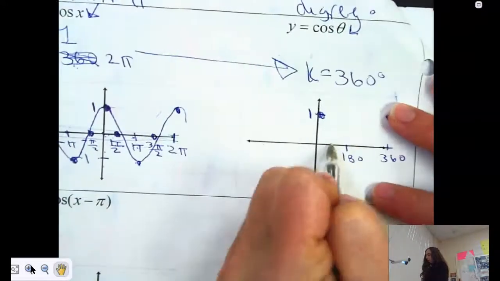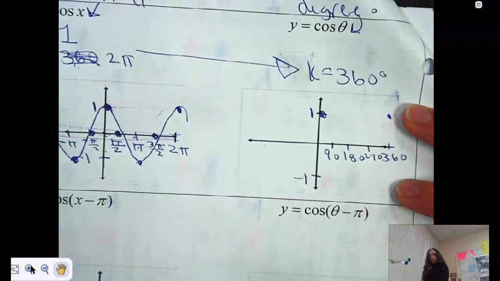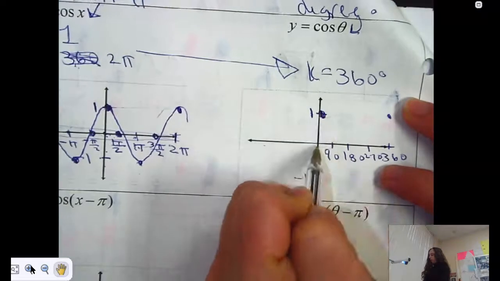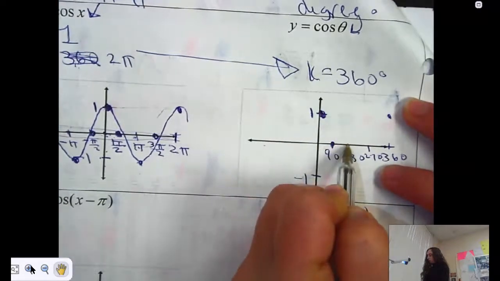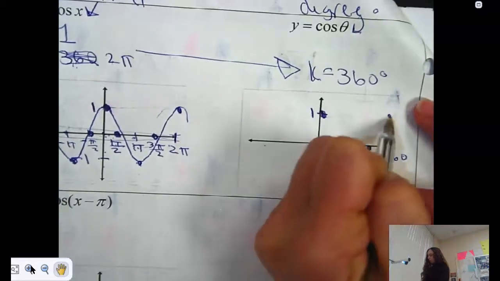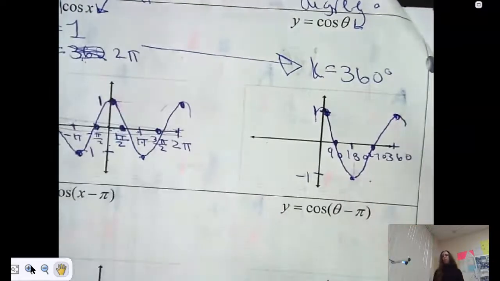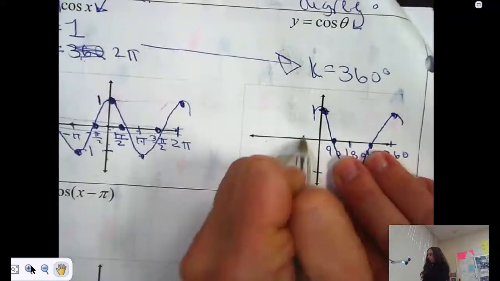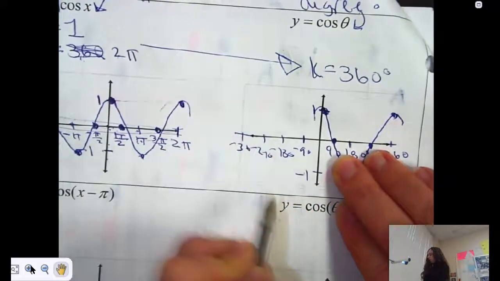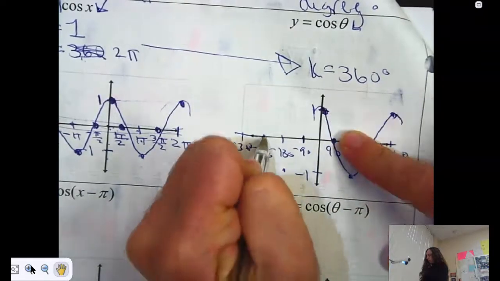If I go halfway, that's 90. Halfway between 180 and 360, 270. So now if I'm going to graph, this is my first point. Then if it's top, what comes next? Middle. What comes next? Bottom. What comes next? Middle. What comes next? Top. I have now graphed 1 cycle. If I wanted to graph another cycle, I could go backwards. Negative 90, negative 180, negative 270, negative 360. Middle. Bottom. Middle. Top.